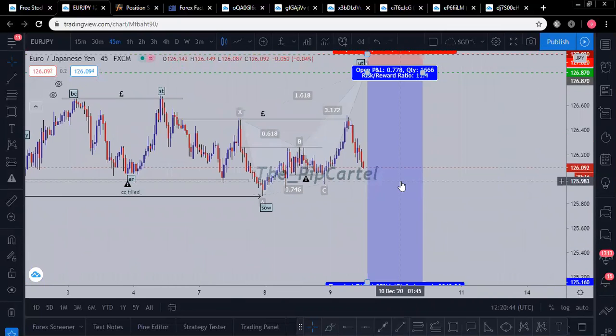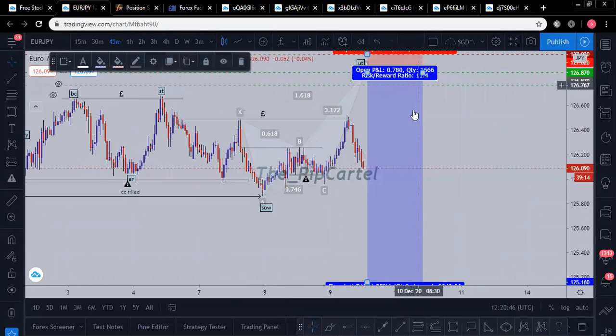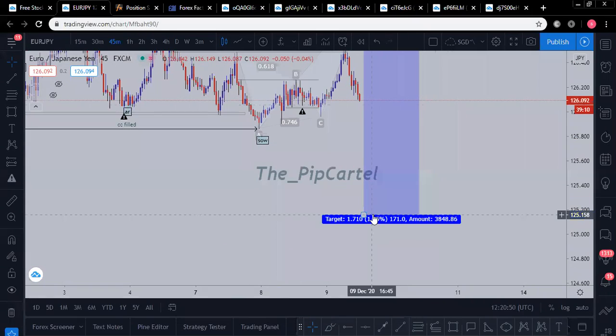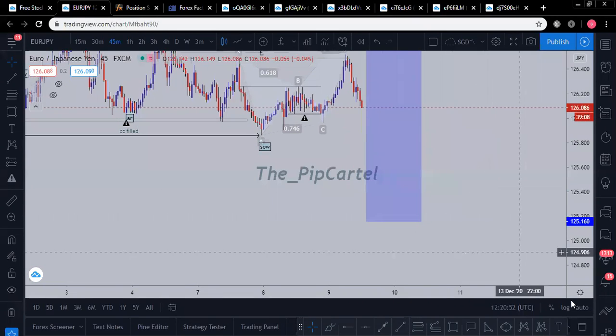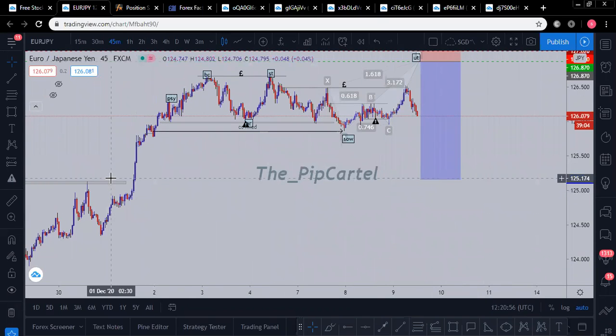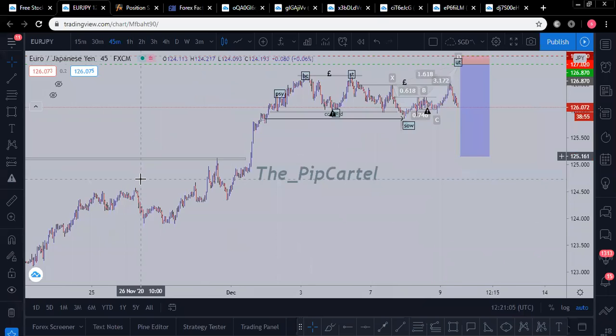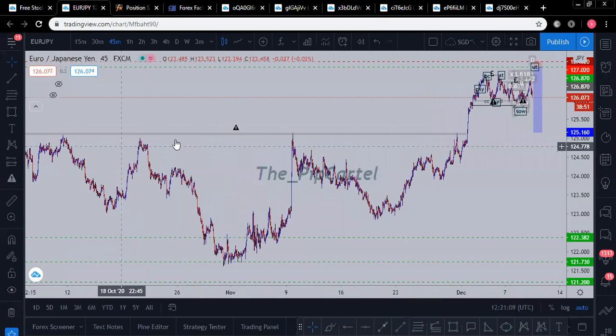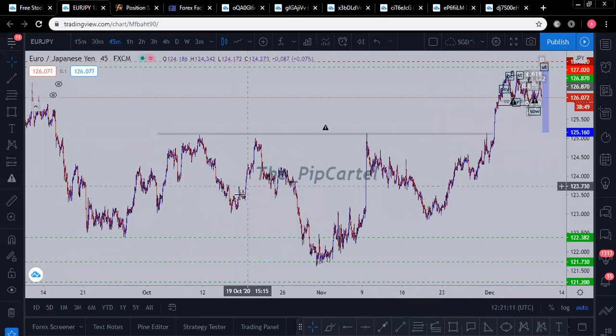125.160, and that is about 1 to 11 risk to reward, because the stop loss is just 15 pips and TP is about 171 pips. The reason for the TP is just back to this resistance right here. It might still go further down, but we just have to be very conservative. So I'm taking my TP just back to this resistance. Then if price comes back into structure, we can look to short market from there.